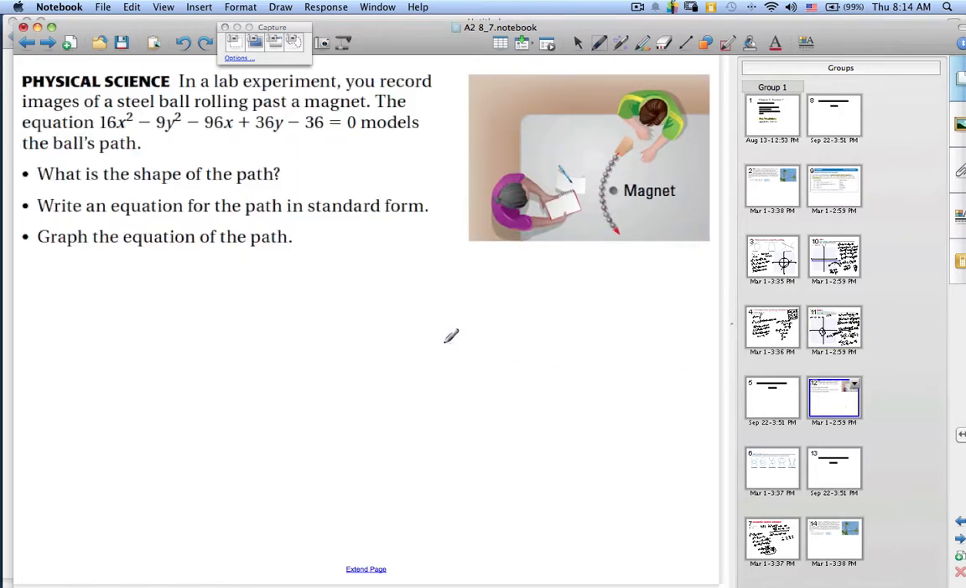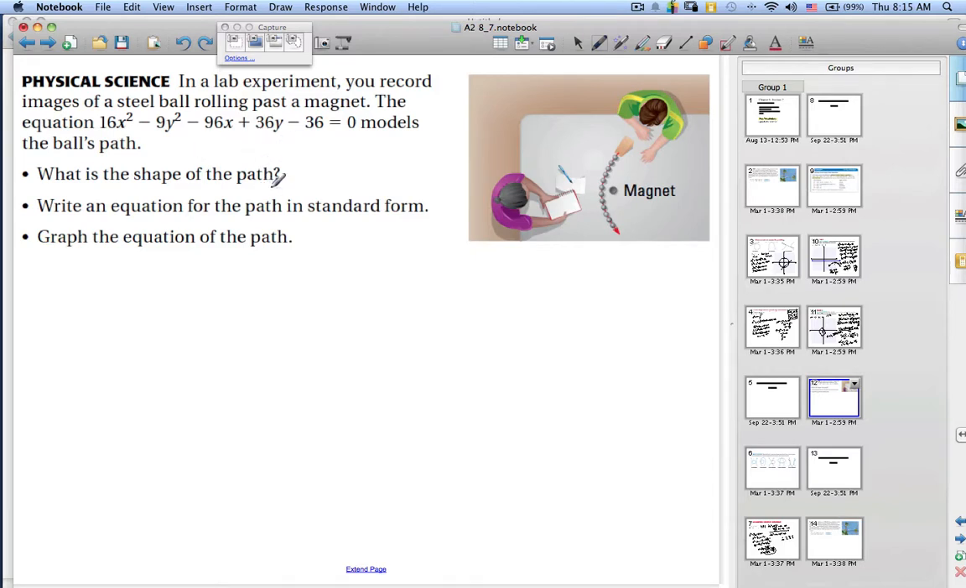Okay, so here's another problem to work with. We've got this idea that we're going to record images of a steel ball rolling past the magnet, and the magnet is going to bend the path of the ball. It's going to take a certain shape, and they've got this equation that models it. So what I want to do is put this equation into some form of standard form.